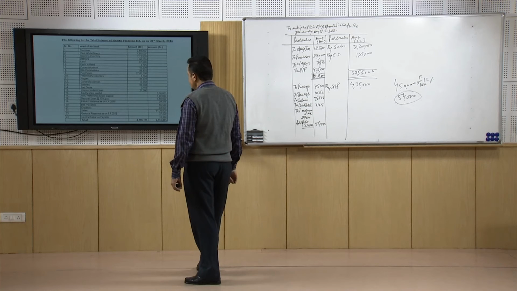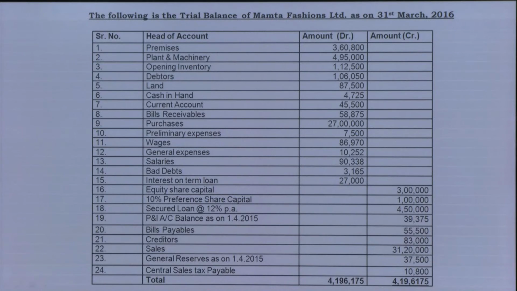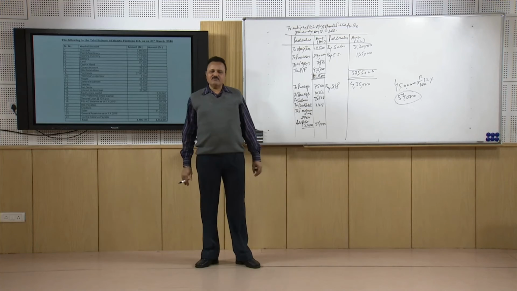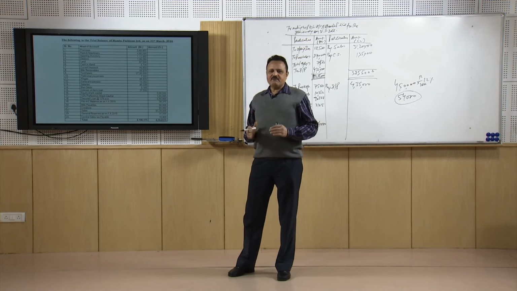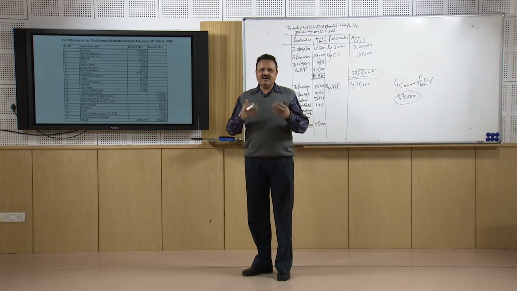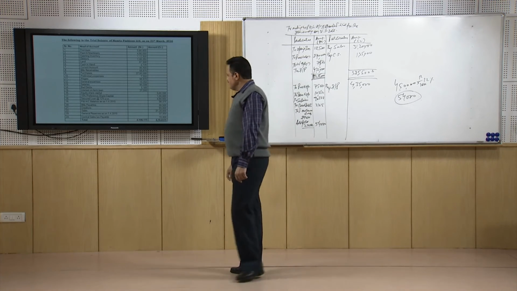So it is done. Bills payable is a liability, creditors is a liability, sales we have taken, and the general reserve balance is also there. When we create a general reserve this year, we will add it to the previous year's balance. So the total balance will be there in the profit and loss appropriation account, and finally that balance will be transferred to the balance sheet.